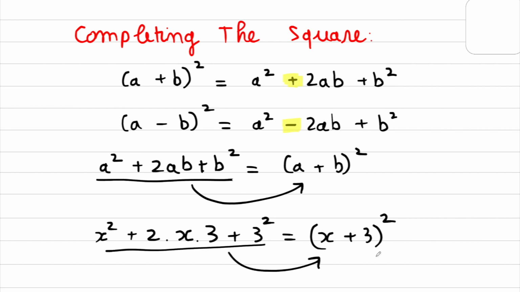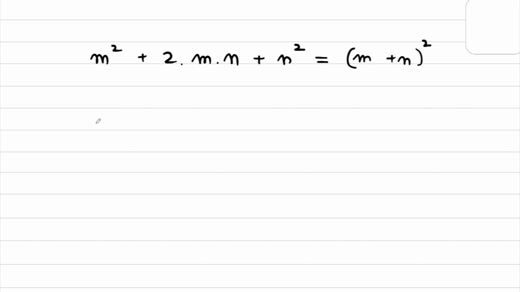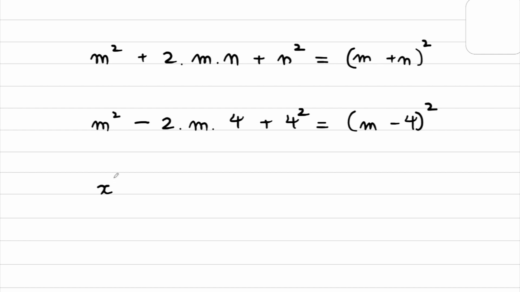Another example, from a three-term expression to the perfect square. You have m squared plus 2m multiply n plus n squared. This will be (m plus n) squared. Another example, you have m squared minus 2m multiply 4 plus 4 squared. This is equal to (m minus 4) squared. So this is an example of completing the square. And go on to the next question.